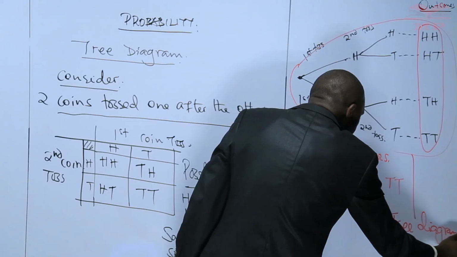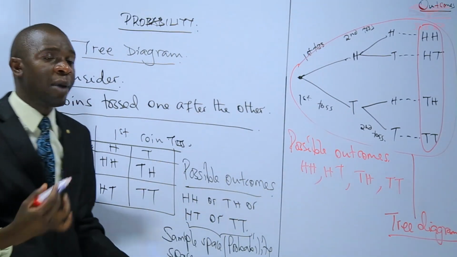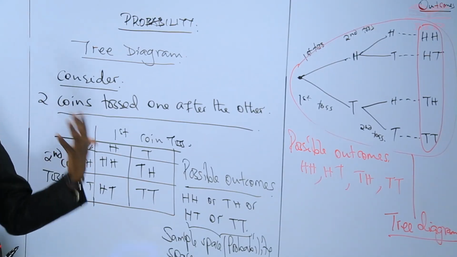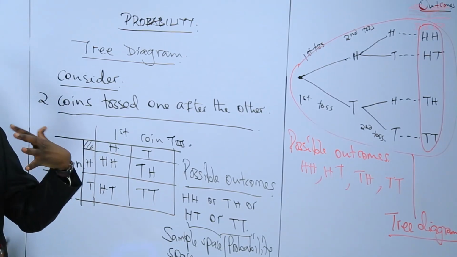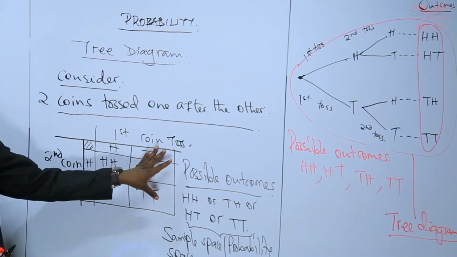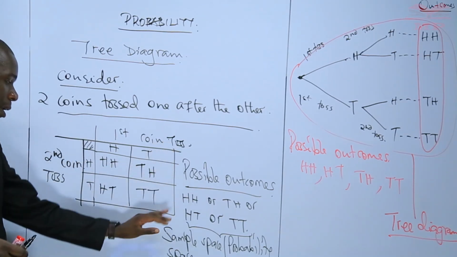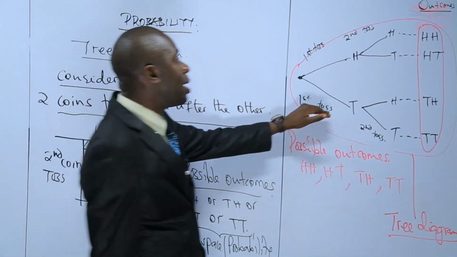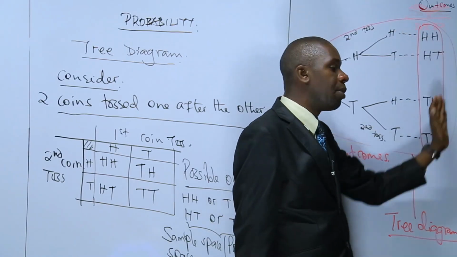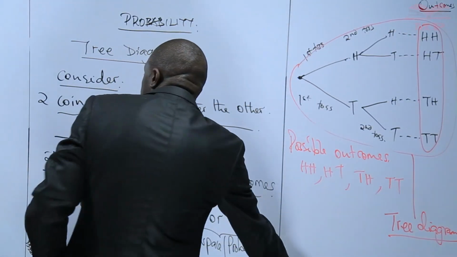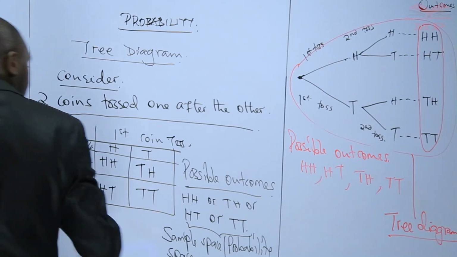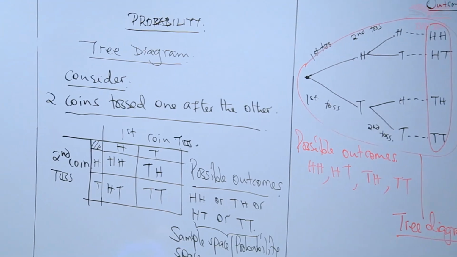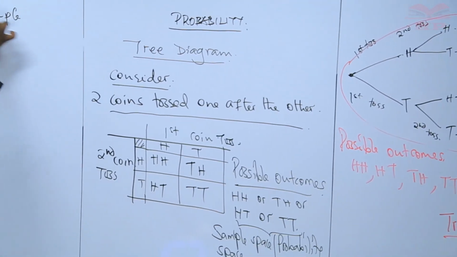Now, I want us to know that tree diagrams are normally very important, especially where we are dealing with more than 2 events or more than 2 attempts. For instance, we would have a problem enumerating this in a table this way if we were talking of a third toss. But in a tree diagram, we can simply add it. So I want us to get an example which we can work on and see how it is.